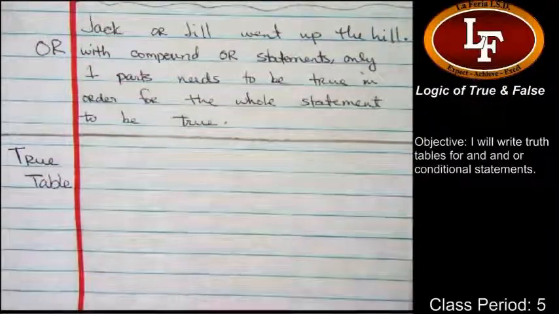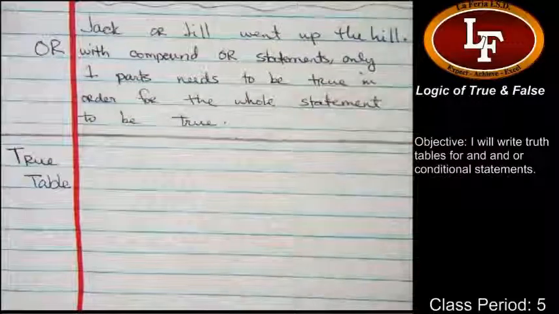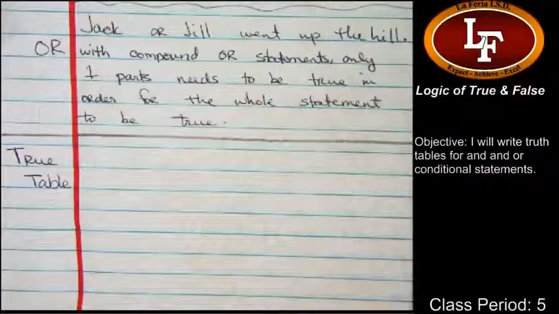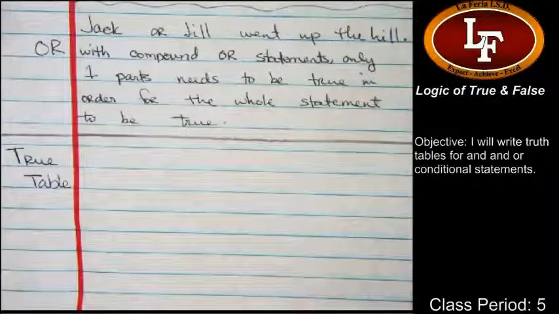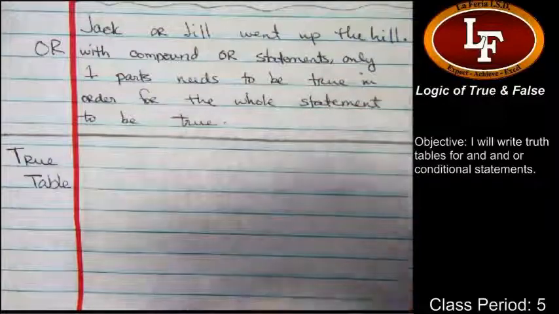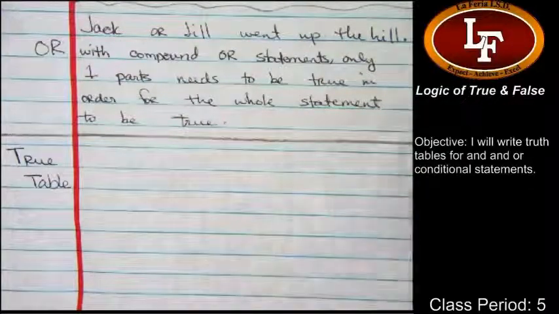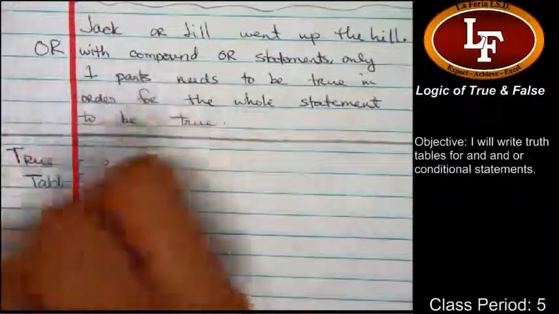So we have these statements here. Jack went up the hill, Jill went up the hill. These are two different statements, and these statements have two different possibilities. They could be true or they could be false. And we need to have a way to look at all the different possible outcomes and to be able to make sense of it and maybe talk about them. Okay? So that's what a truth table does.